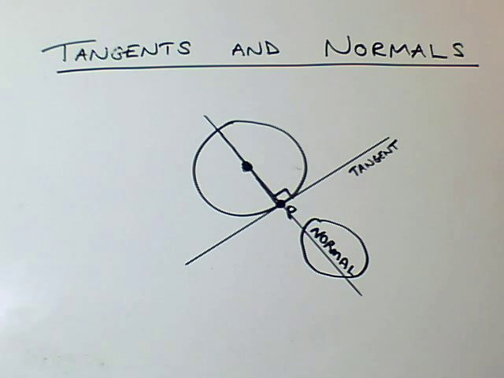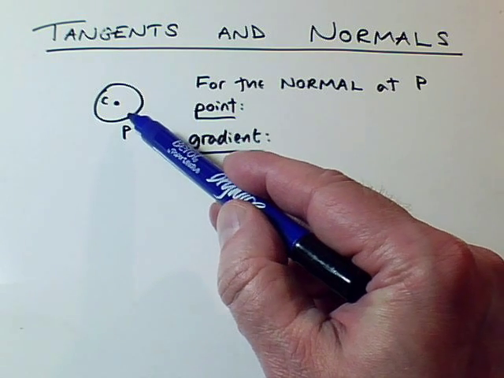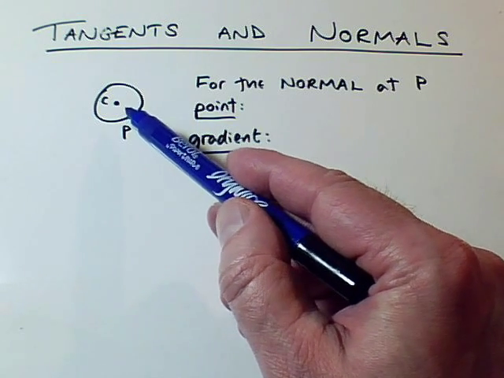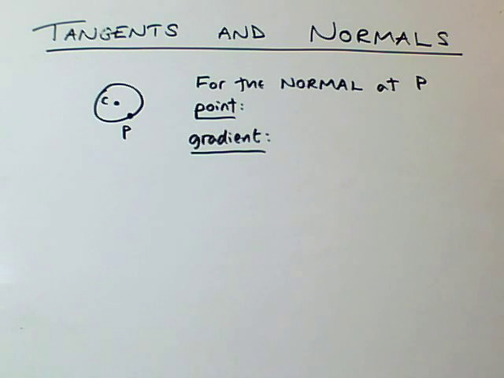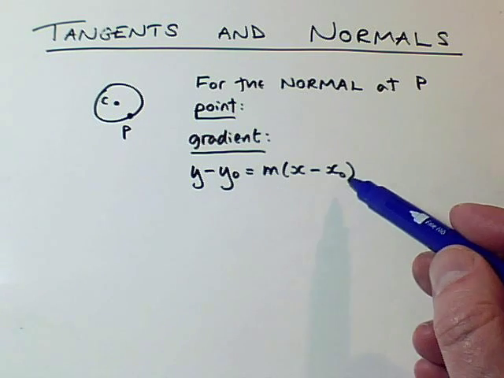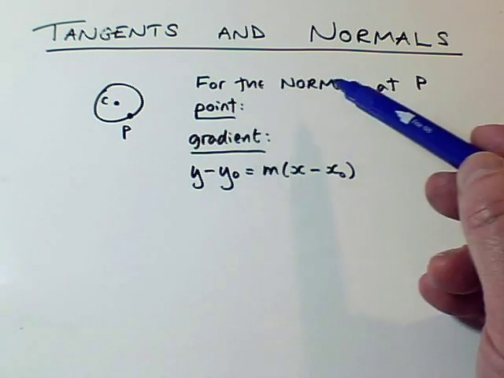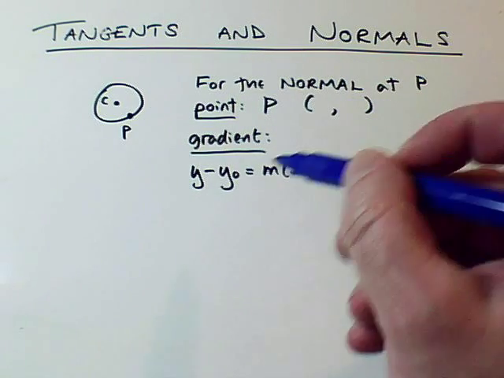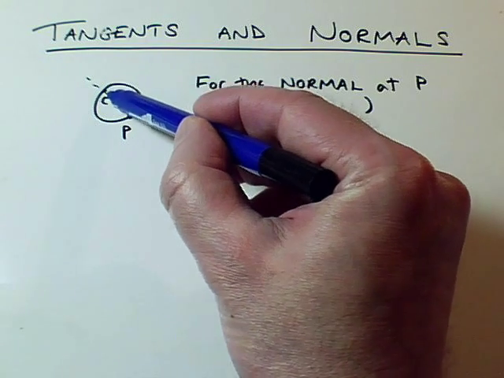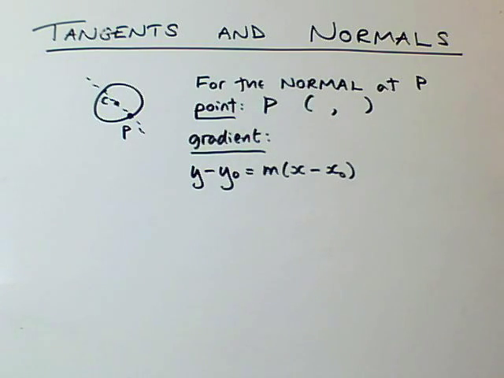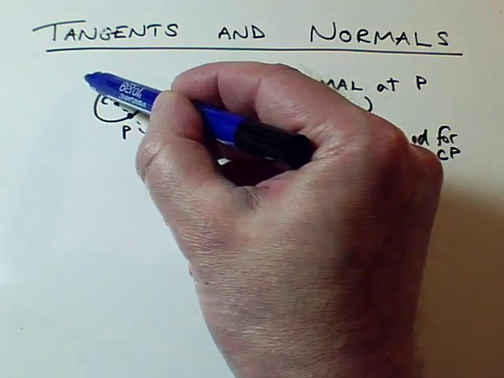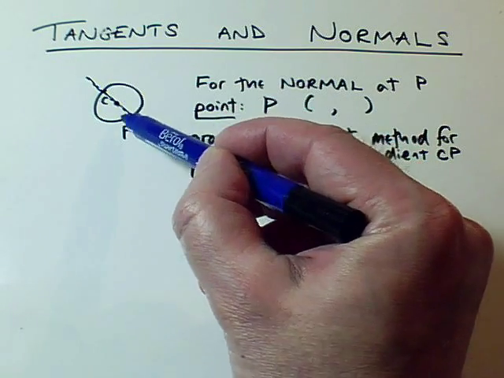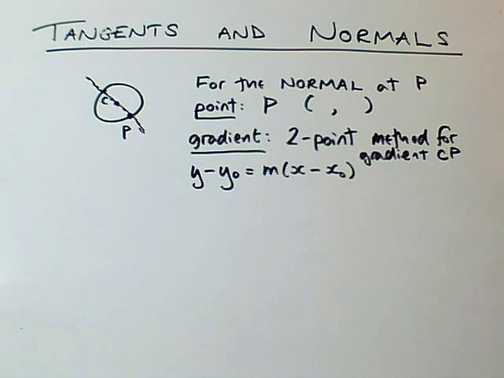So to summarise, if I'm finding the normal at a point P on a circle, then I'm going to be using the recipe for a straight line, y minus y naught equals m times x minus x naught. So I'm going to need a point and a gradient. For the normal at P, the point is just going to be the coordinates of P, whatever they are. And for the gradient of the normal, I can use the 2-point method for the gradient of this line through P and C. So I'll do the difference in y over the difference in x using those 2 points. So that's how I will do the normal.